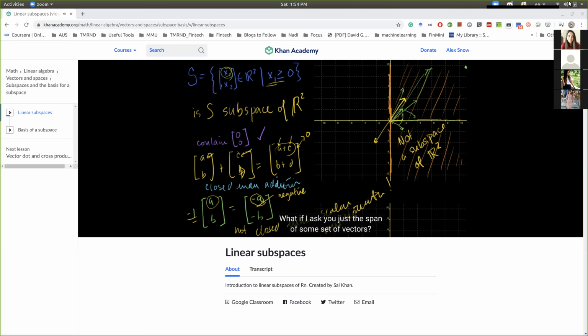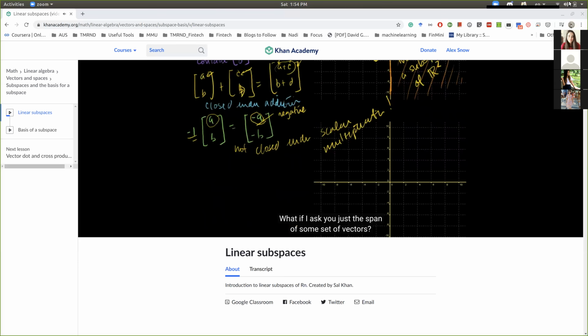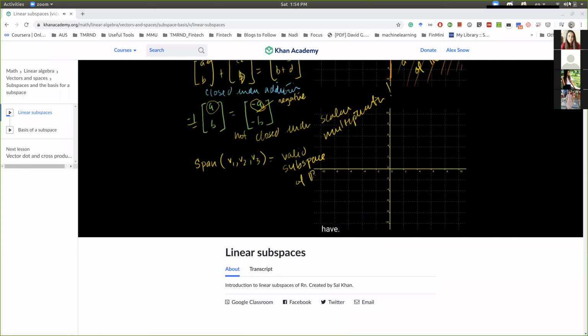Now, I'll ask you one interesting question. What if I ask you about just the span of some set of vectors? Let's say I want to know the span of, I don't know, let's say I have vectors v1, v2, and v3. And I'm not even going to tell you how many elements each of these vectors has. Is this a valid subspace of Rn, where n is the number of elements that each of these has?